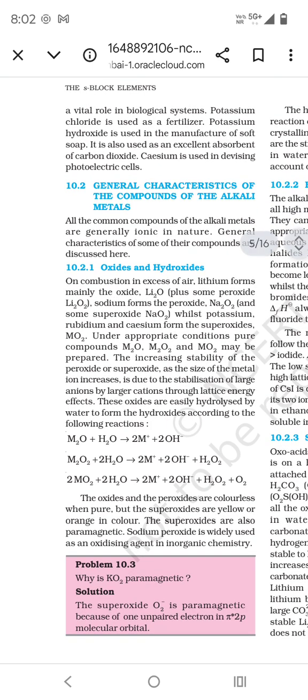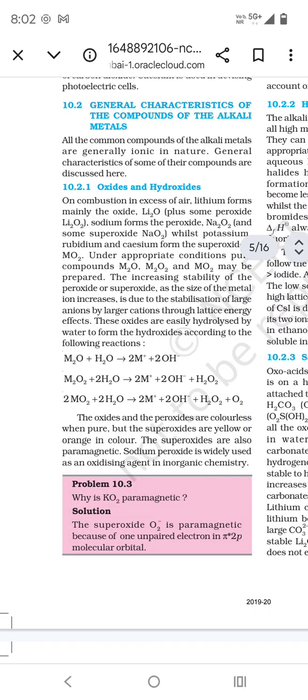General characteristics of the compounds of the alkali metals: oxides and hydroxides. On combustion in excess of air, lithium forms mainly the oxide, plus some peroxide. Sodium forms the peroxide, whilst potassium, rubidium and cesium form the superoxides. Under appropriate conditions, pure compounds M2O, M2O2 and MO2 may be prepared.